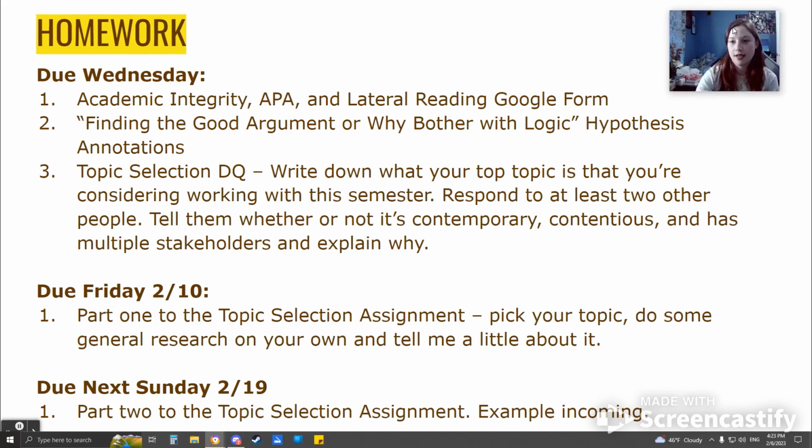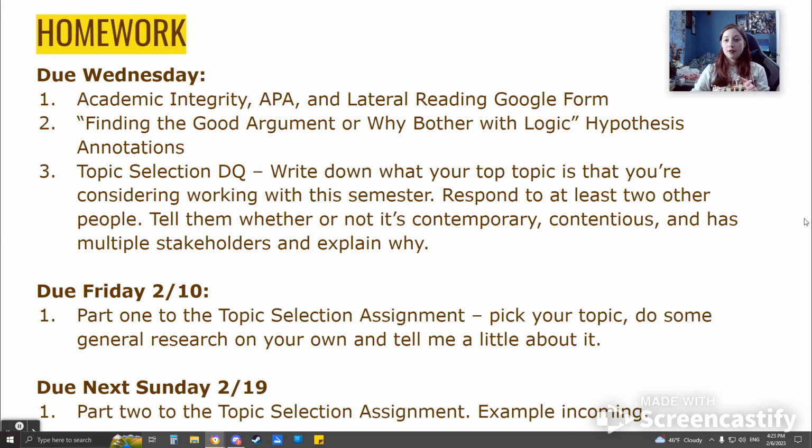So that all being said, due Wednesday, there's one Google form that you have to complete, covers academic integrity, APA, and lateral reading. Then there's a hypothesis annotations assignment. So finding the good argument, or why bother with logic, kind of is a restructuring of the way we think of arguing. And then you're going to do your tentative topic selection. So you're going to tell me what your top topic is that you're considering working with. And then I want you to respond to 2 other classmates to tell them whether or not it's contemporary, contentious, and has multiple stakeholders, and explain why.